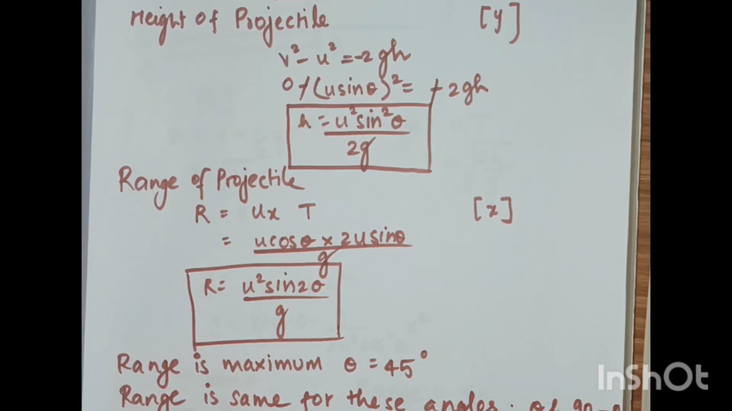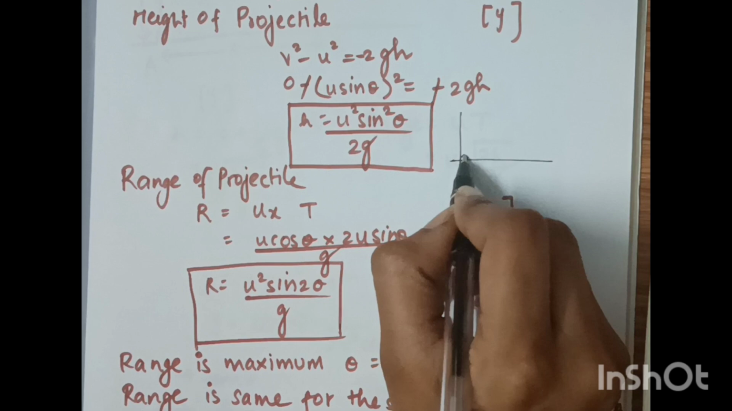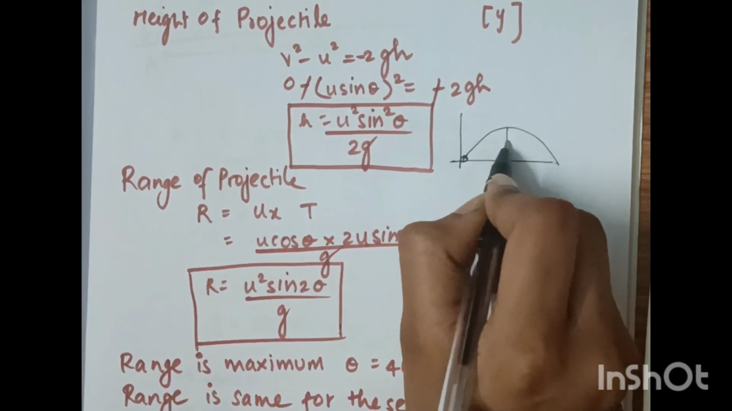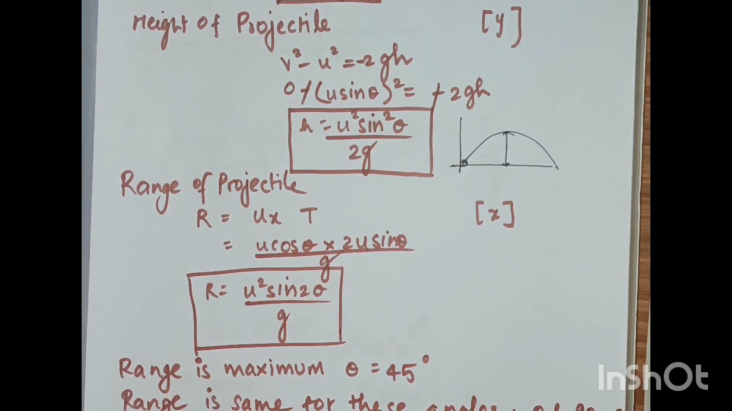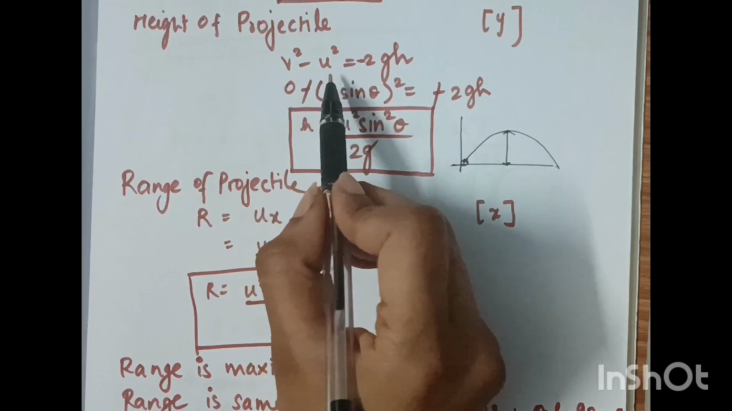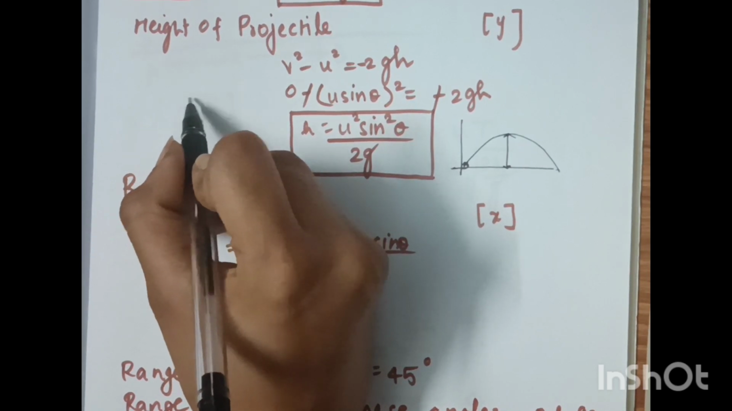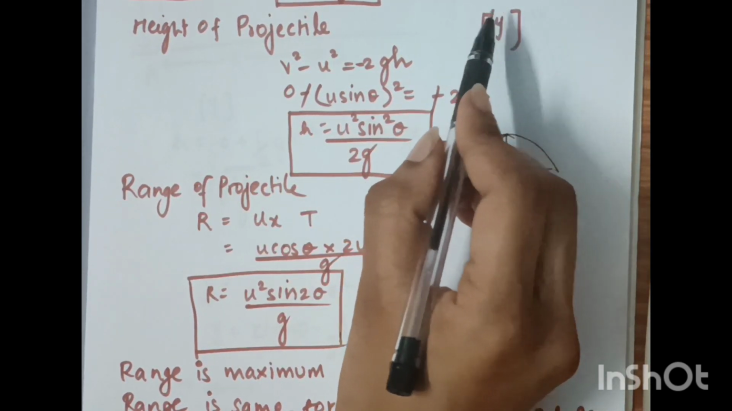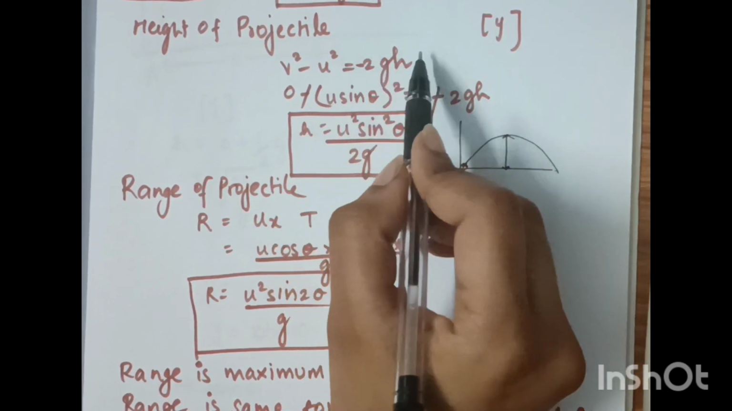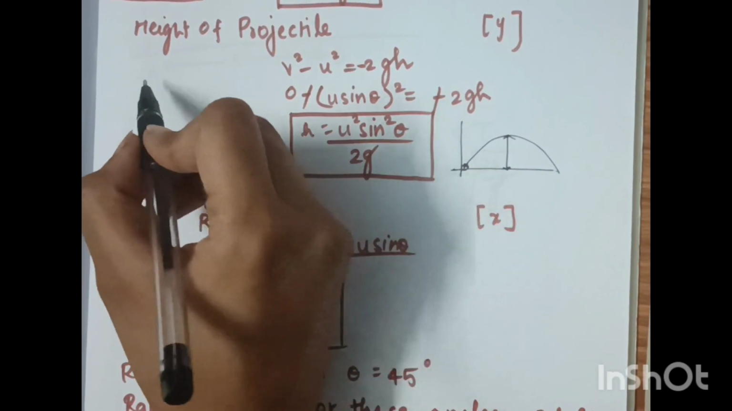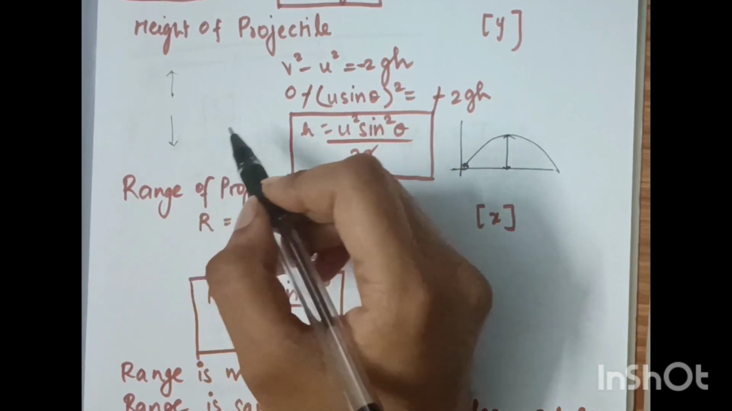Now let us see how to calculate the height of the projectile. When a projectile is thrown, it reaches a maximum height. Let us see how to calculate that maximum height. v square minus u square equals minus 2gh. Why are we taking minus g? Again, we are applying the equations of motion in y components, so I am taking only u sin theta. u sin theta was upward, but g is downward, so I am taking the minus symbol for g.